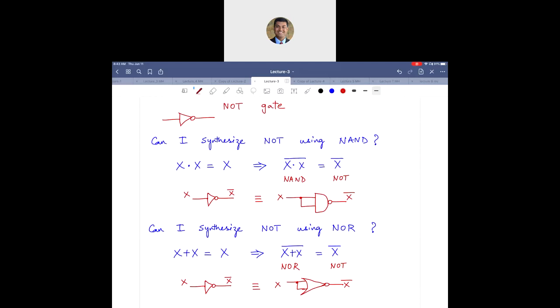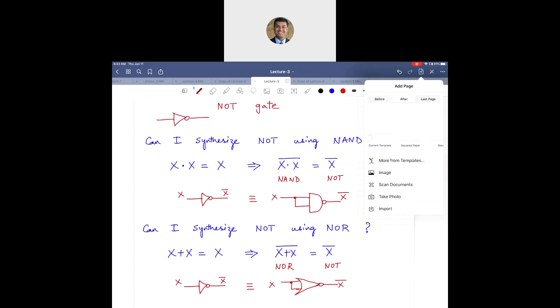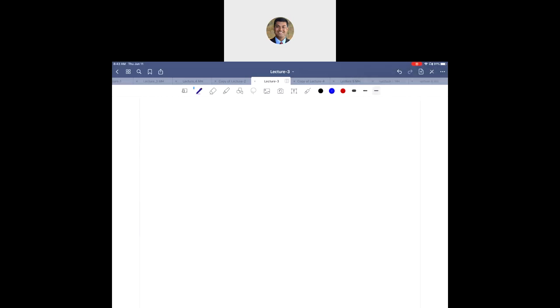Similarly, you can do the same thing for other gates. So let's see. Let me try to do this. Let me say AND, right? And I will put a line in the middle. On the left, I will have, let's say, NAND only. And then on the right, I have NOR only. So my goal is to synthesize AND function using only NAND gates and only NOR gates.